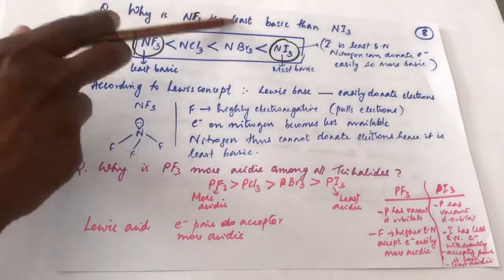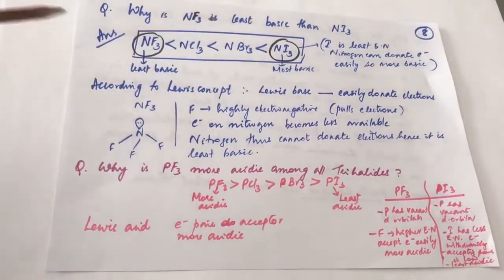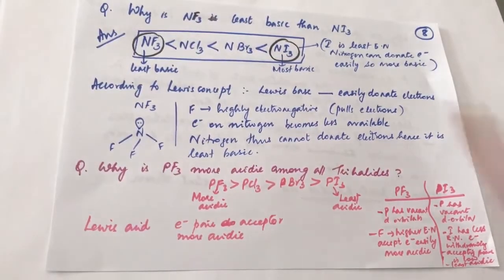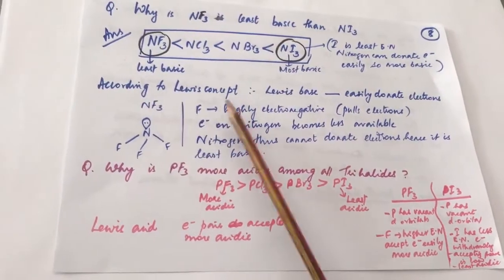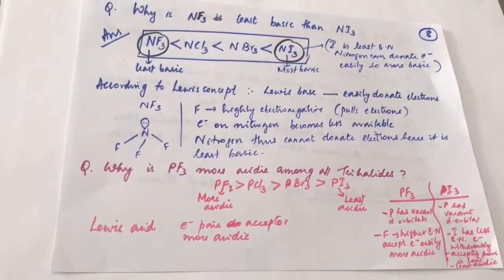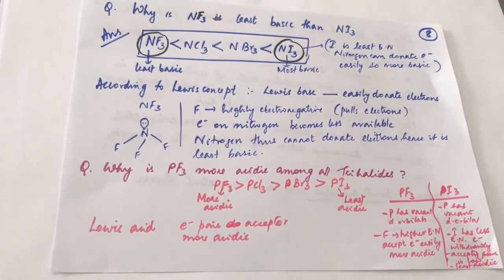Okay, you can make it less basic. According to the Lewis concept, a Lewis base easily donates electrons, isn't it? So NH3 is also a Lewis base, so it easily donates electrons. That is one concept of Lewis acid and base. Based on that concept, it can easily donate its electron.